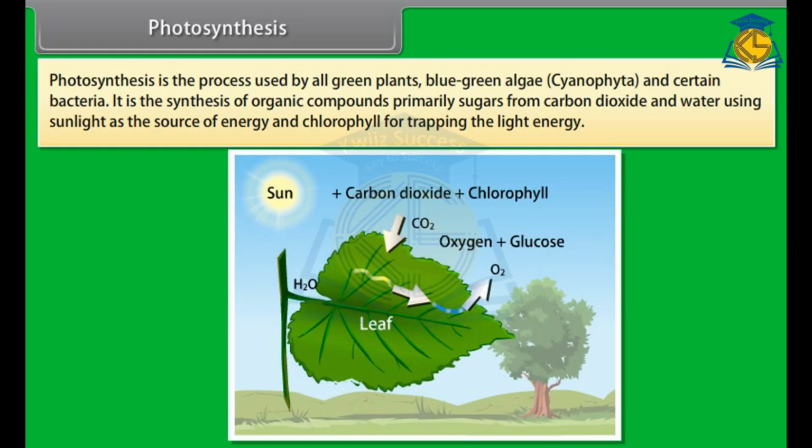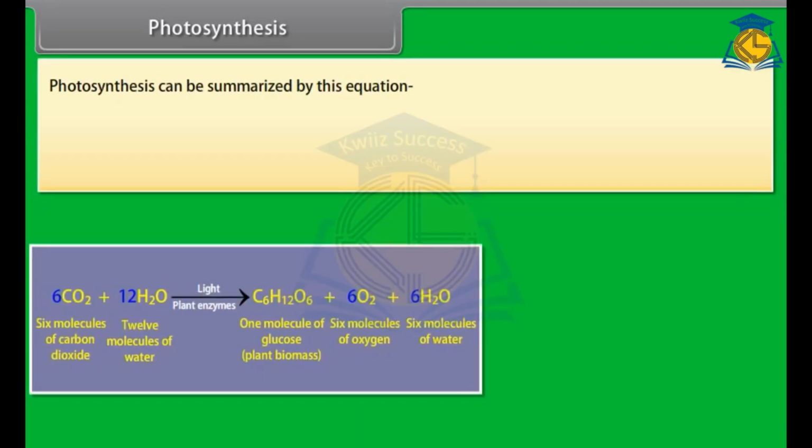It is the synthesis of organic compounds, primarily sugars, from carbon dioxide and water, using sunlight as the source of energy, and chlorophyll for trapping the light energy. Photosynthesis can be summarized by this equation.